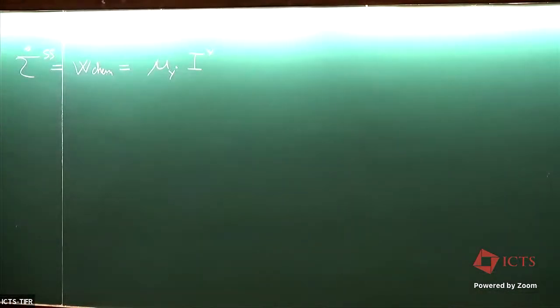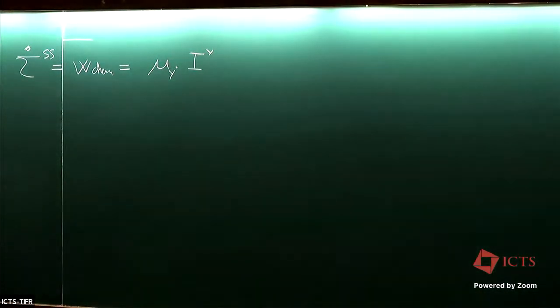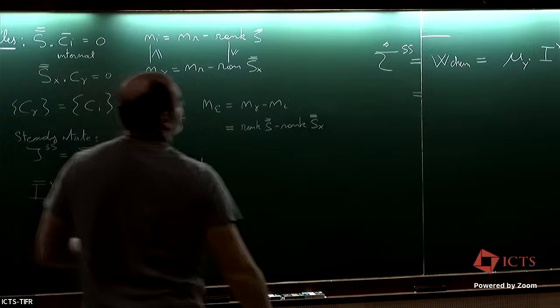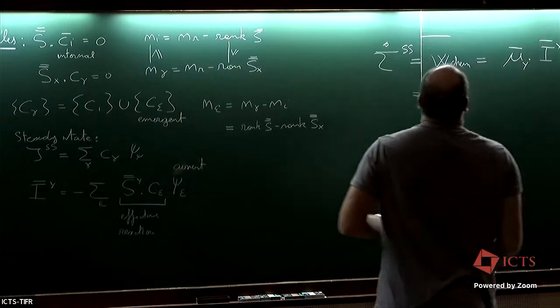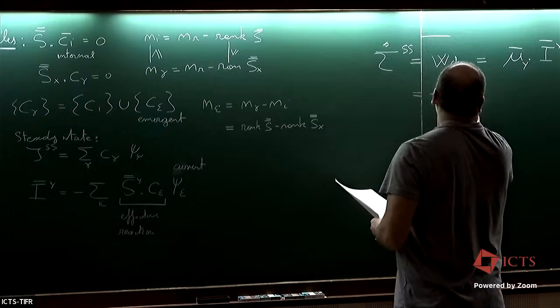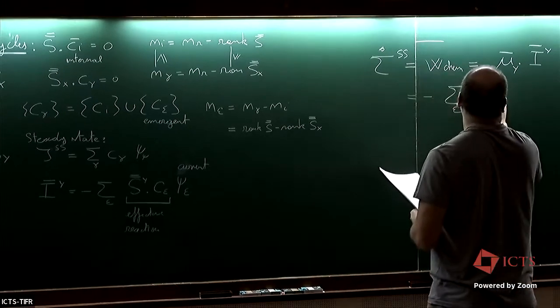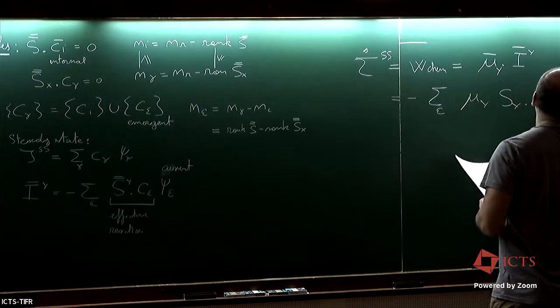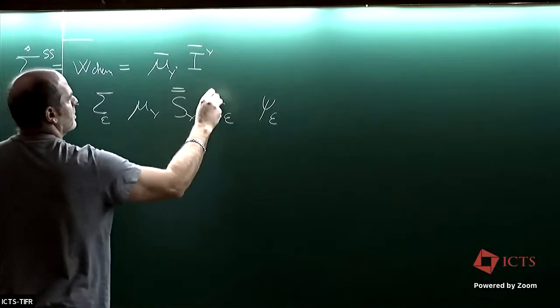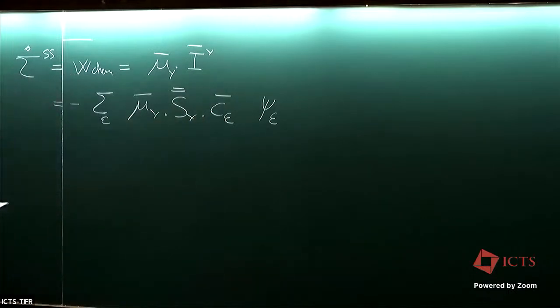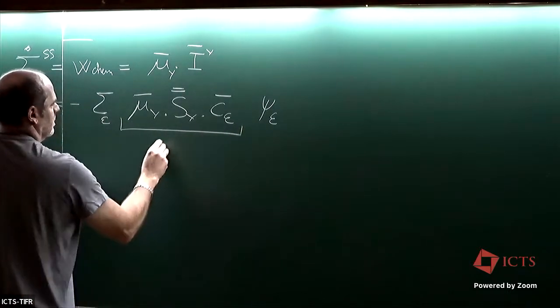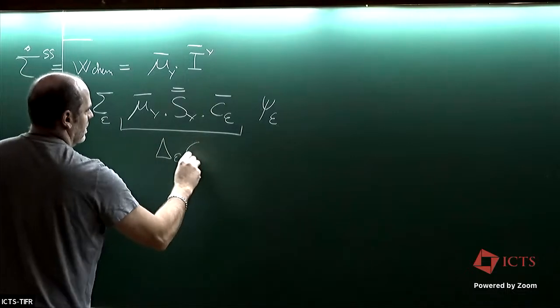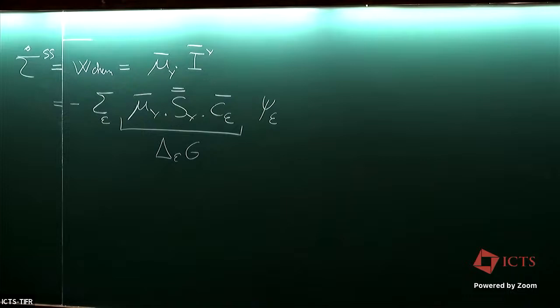And now it is very easy. We simply add here the expression of the Y current that we have here. Forgot the vectors. And what we get is minus sum over epsilon of mu y Sy times C emergent times C epsilon, like this. And what is this? This is the delta G of this effective reaction.